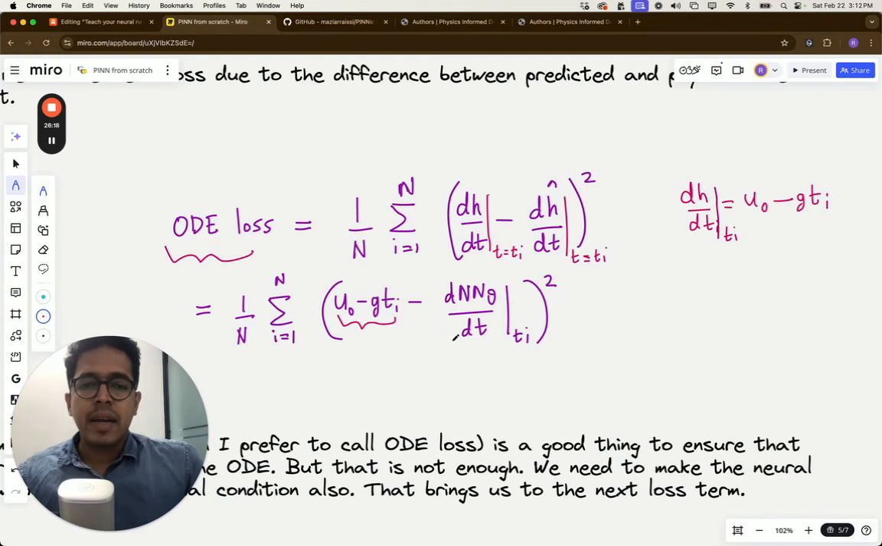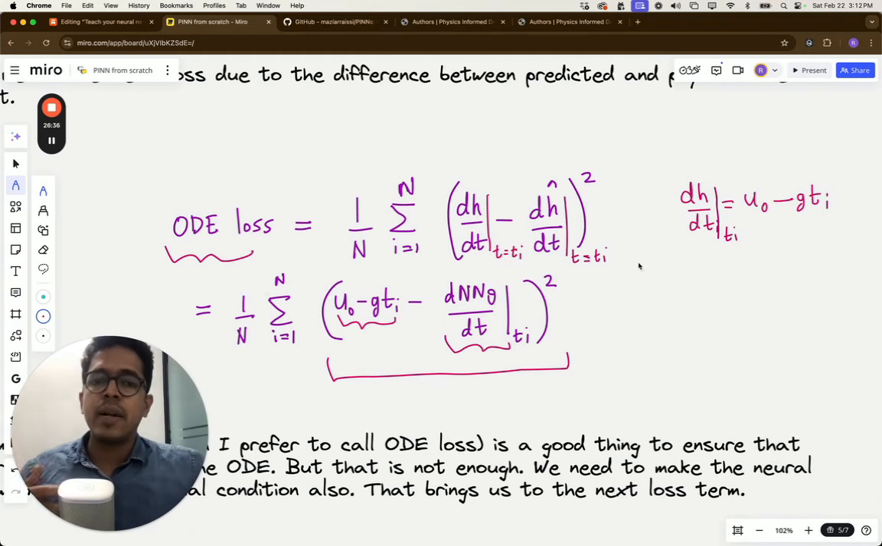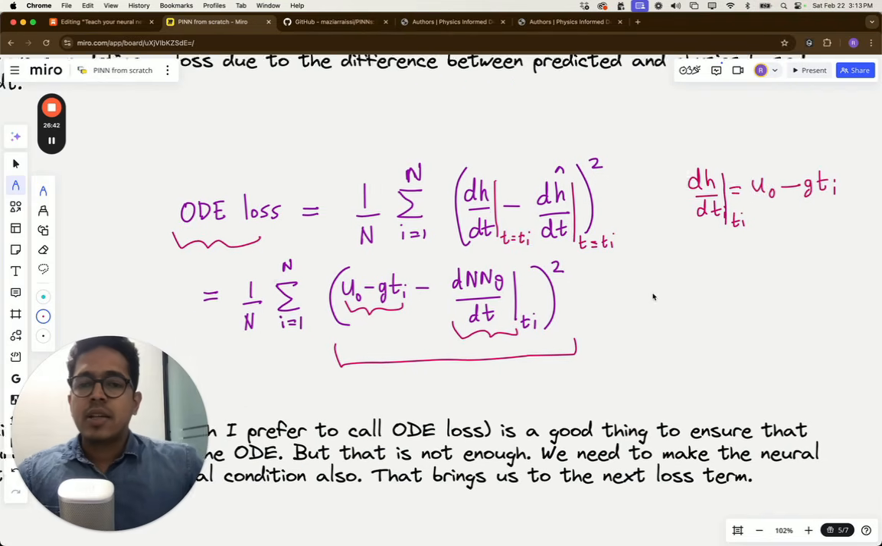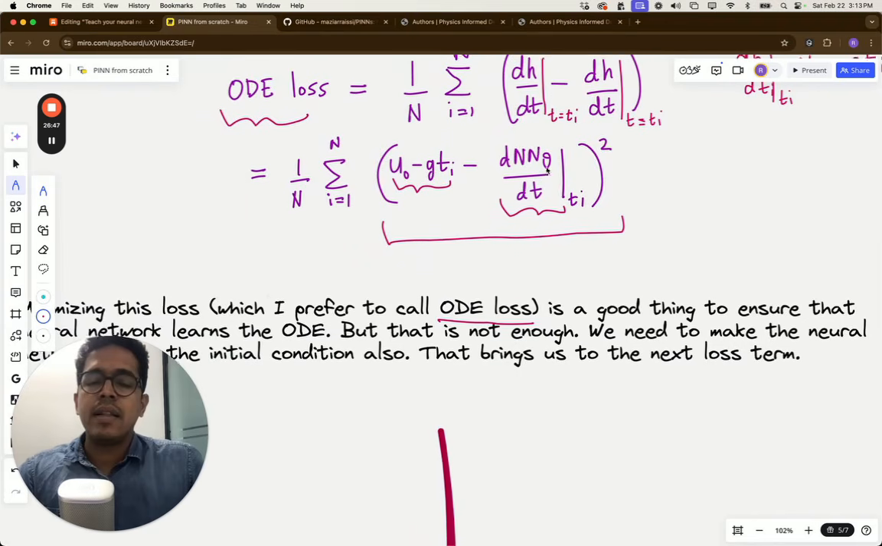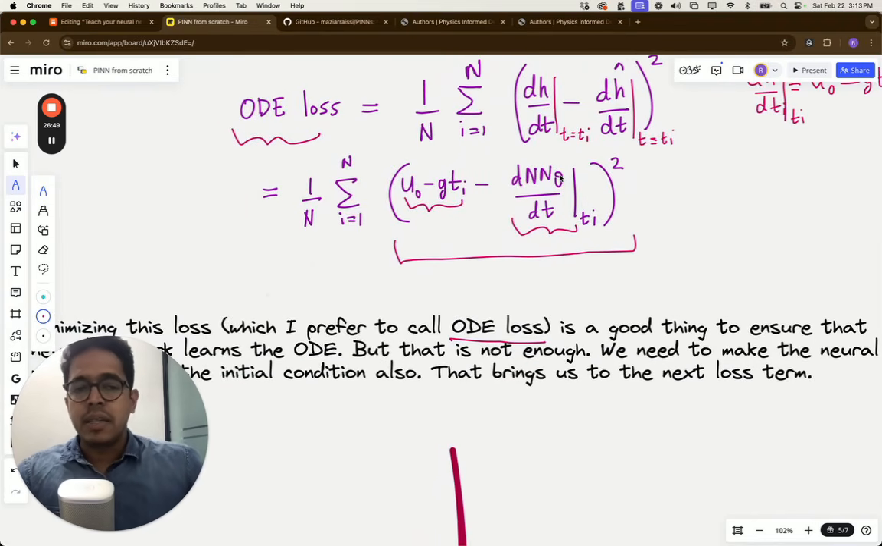And dh cap by dt is the derivative of the neural network at time t equal to ti, the whole square by n. So you are summing the error of these derivative terms. You are squaring them, summing the squares, and dividing by n. So it's like a mean squared error, but you're not calculating the mean squared error for h and h cap. We are calculating the mean squared error for dh by dt and dh cap by dt. So let's call this ODE loss, because this is the loss happening in the ordinary differential equation term.